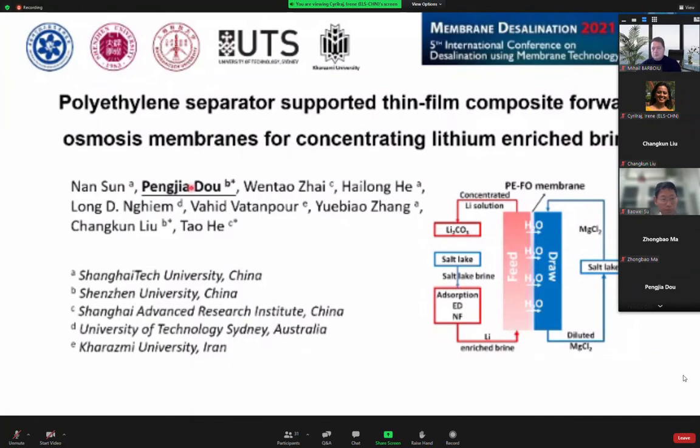The topic is polyethylene separator-supported thin-film composite forward osmosis membranes for concentrating lithium-enriched brine.